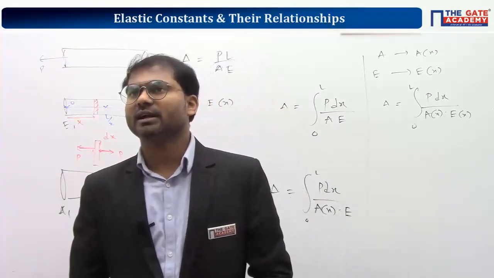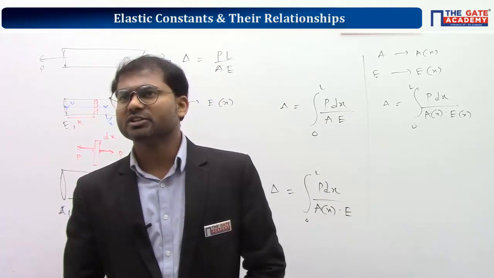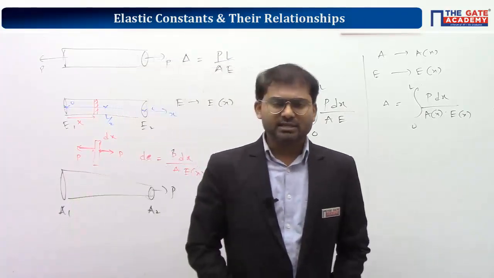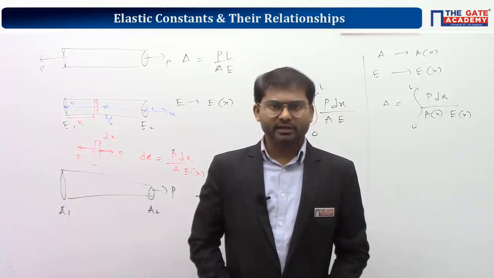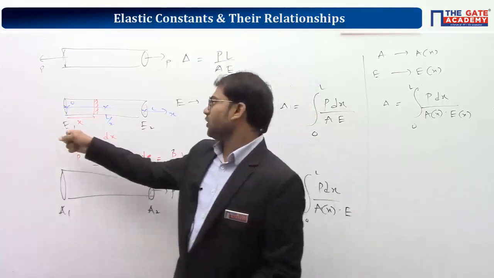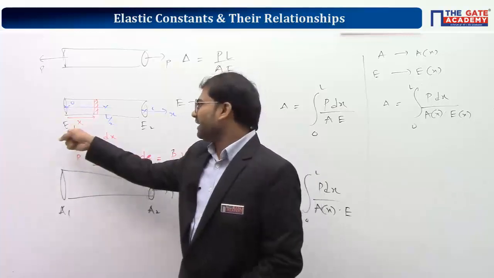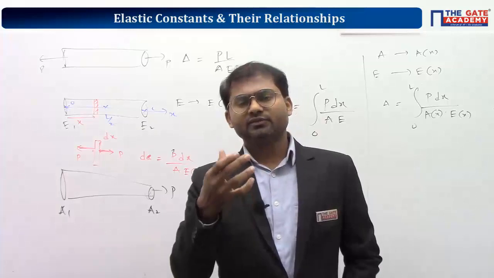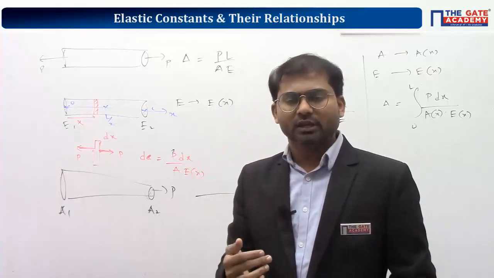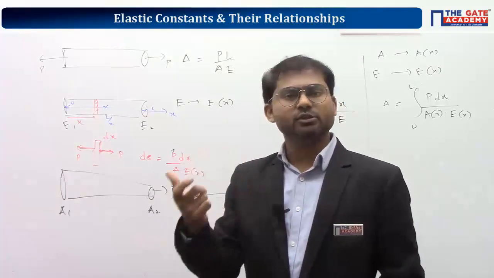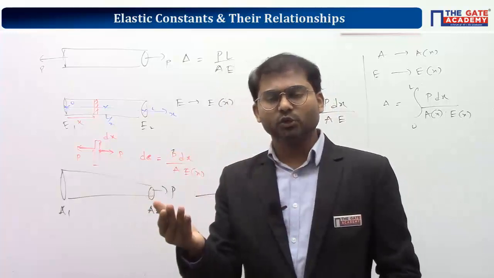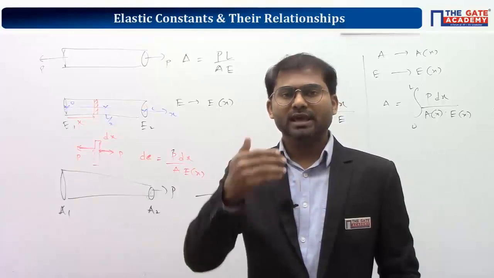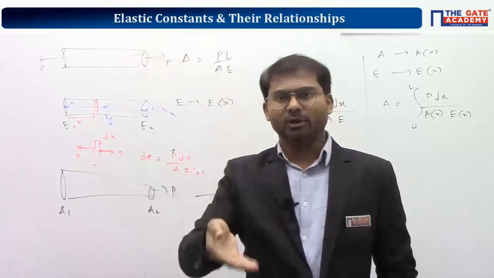In the question, it is given that E varies linearly, but it does not mention whether it is linearly increasing or decreasing. Whether it is linearly increasing or decreasing depends upon the values of E1 and E2. If they expect us to get the value of elongation, they will definitely give E1 and E2 values. If E1 is higher than E2, then we say linearly decreasing. If E1 is less than E2, then linearly increasing. So based upon the values, you will automatically get that.